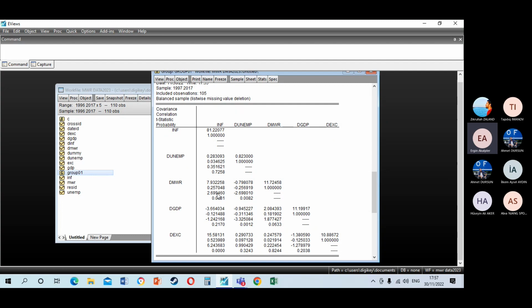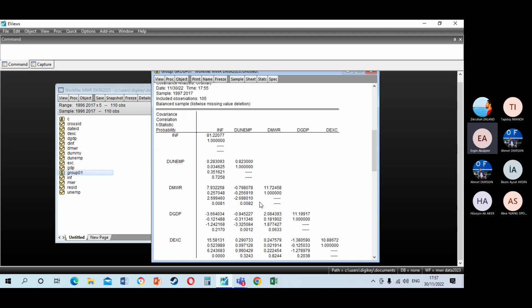It is somehow between 0 and 0.19, there is a very weak correlation. Between 0.20 and 0.39, there is a weak correlation. Between 0.40 and 0.59, there is moderate correlation. Between 0.60 and 0.79, strong correlation. And above 0.80, very strong correlation. And as you see here, we have some strong and some weak correlation between the variables, which is supporting our model.